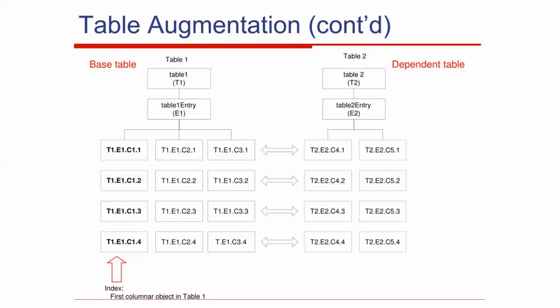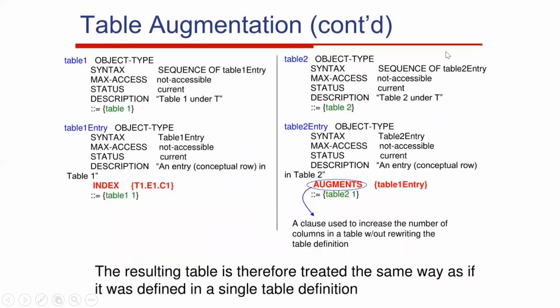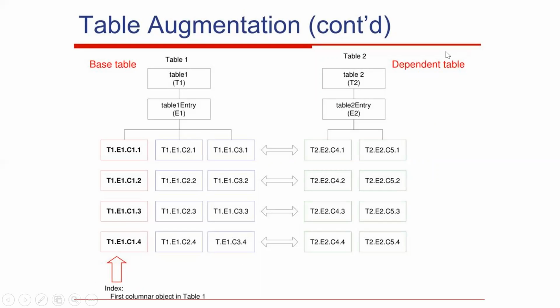Then the third possible scenario, from that diagram you can understand that the third scenario is appending an aggregate object to an existing aggregate object, the case where the augmented table has fewer rows than that of the base table. This is called the sparse dependent table case. From the diagram, you can easily understand that.